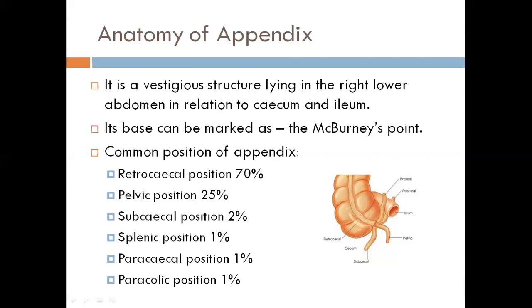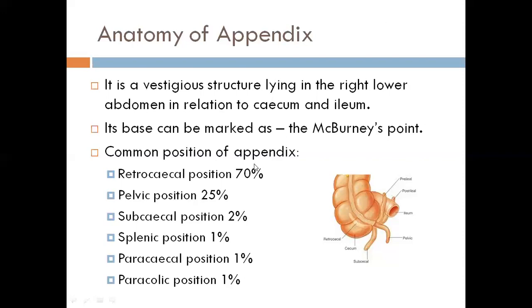What is McBurney's point? Where is it located? If we draw a line joining the anterior superior iliac spine and the umbilicus, then the point of the junction of the lateral 1/3 and medial 2/3 of this line, that point is McBurney's point. And this point is a classical site to palpate the tenderness in case of appendicitis. That we will talk about later.